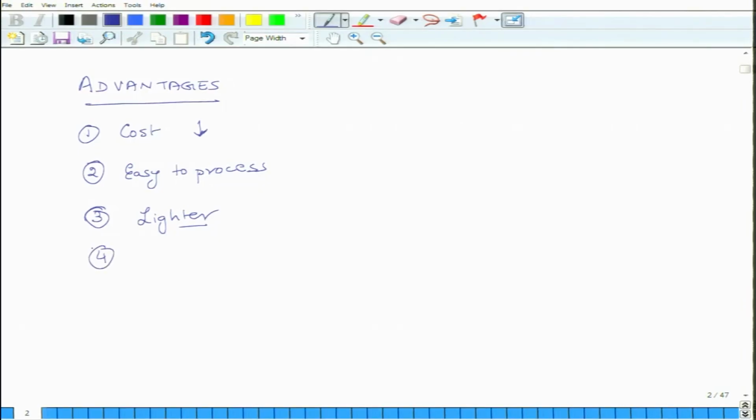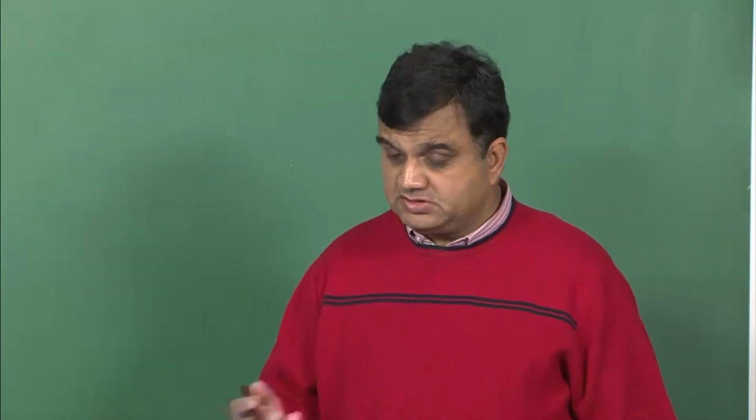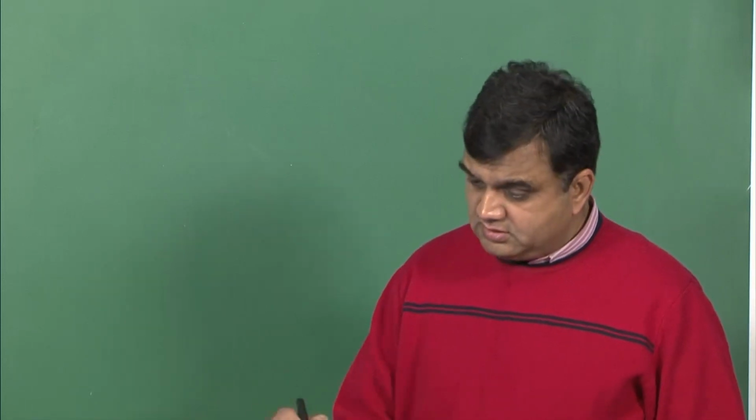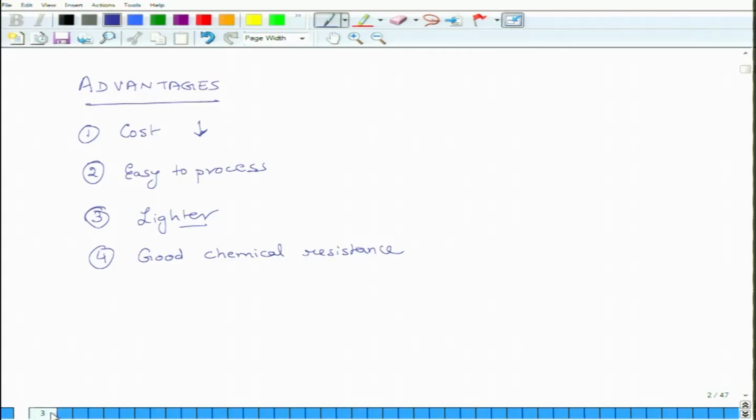Fourth advantage is that these materials have good chemical resistance. So, they may be exposed to harsh environments, saline environments, sometimes slightly acidic environments, so on and so forth, and they do not get degraded easily. So, these are some of the important advantages.